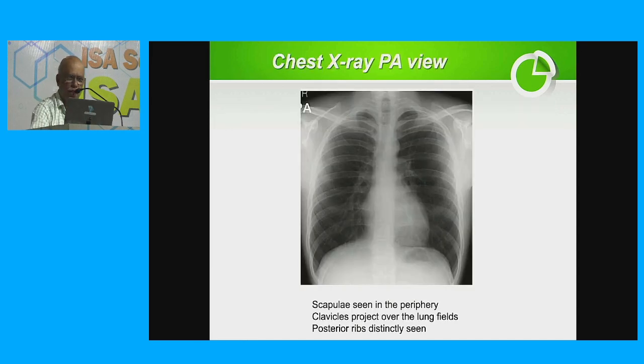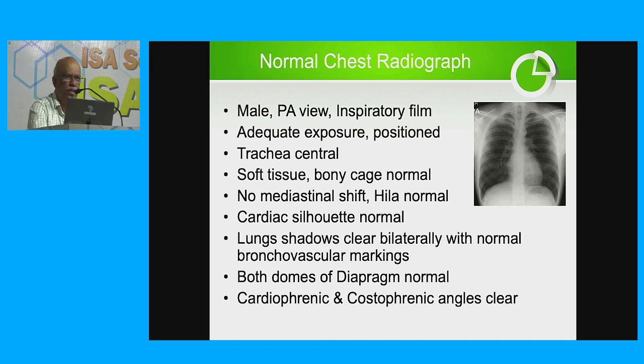To conclude, when you are given a normal chest radiograph, it is better to go in a systematic way like this. This is a normal chest radiograph of a male patient, PA view, taken in inspiration. The film is adequate with adequate exposure and position. Trachea is central, soft tissue and bony cage normal, no mediastinal shift, hila normal, cardiac silhouette normal, lung shadows clear bilaterally with normal bronchovascular markings, both domes of diaphragm normal, cardiophrenic and costophrenic angles clear. So this much description is there for this X-ray. This is normal. At least some 50% of this you are expected to tell in exams.